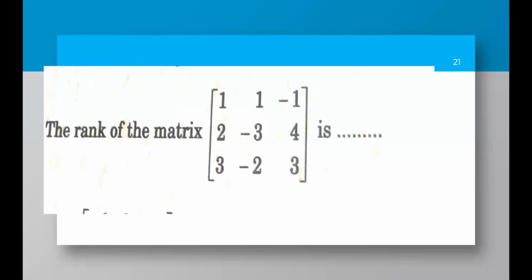Definitely it will be less than or equal to 3, because we know that if A is a matrix of order m by n, the rank will be less than or equal to the minimum of m and n. So here m equal to n. That's why it will be either equal to 3 or less than 3. So just tell me what is the answer. So simple, this problem. Elements are 1, 1, -1, 2, -3, 4. And then the third row elements are 3, -2, 3.